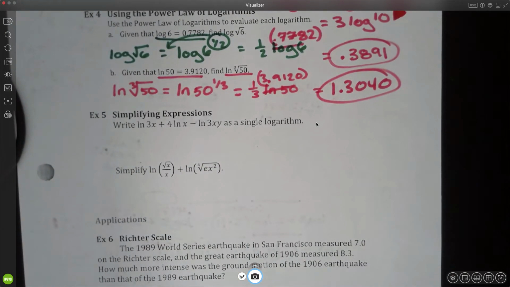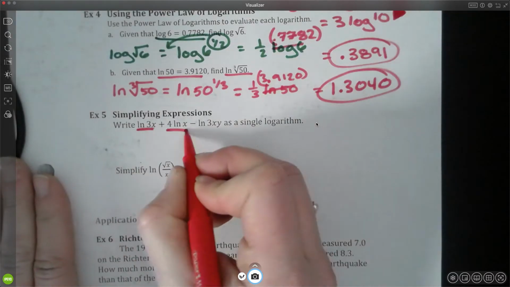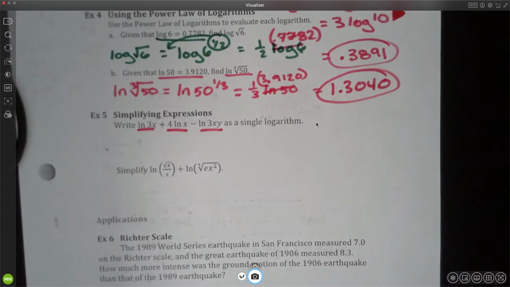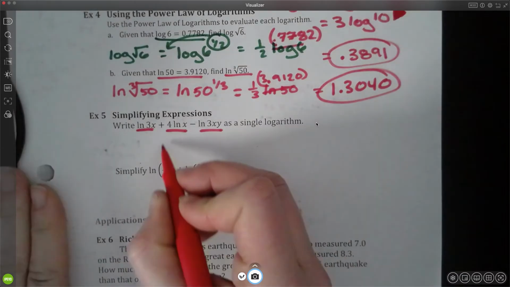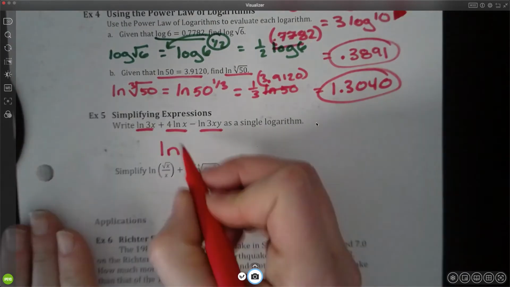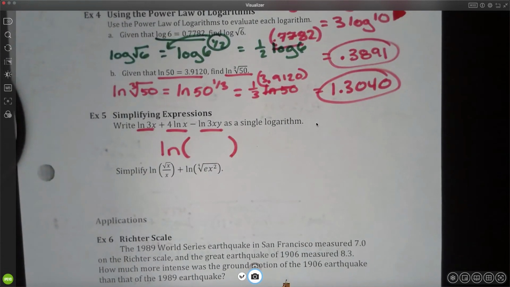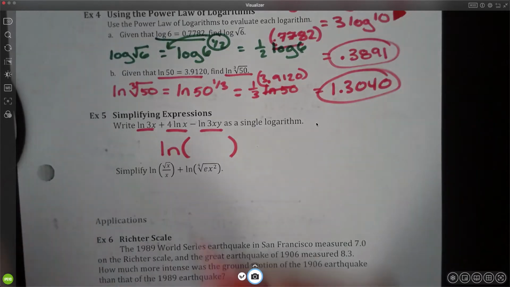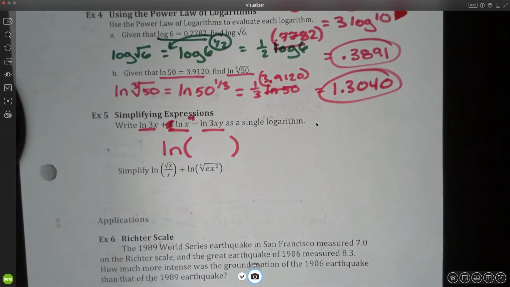I want to write this as a single log. How many pieces are there in the first one? There's 3. These are ln's of stuff, and I want to write them as a single ln of a whole bunch of stuff. Here's the deal. Add means multiply, so I'm going to multiply these two pieces together, except that the 4 is in the way. I'm going to move the 4 up to be an exponent. Add means multiply. So I have 3x and x to the 4th power now, and I'm going to multiply those together.